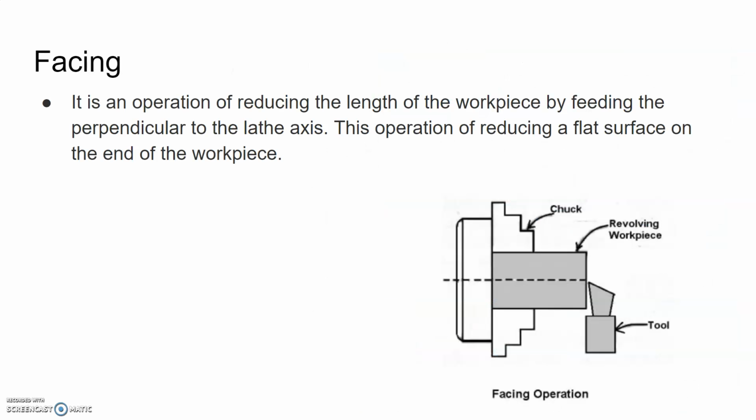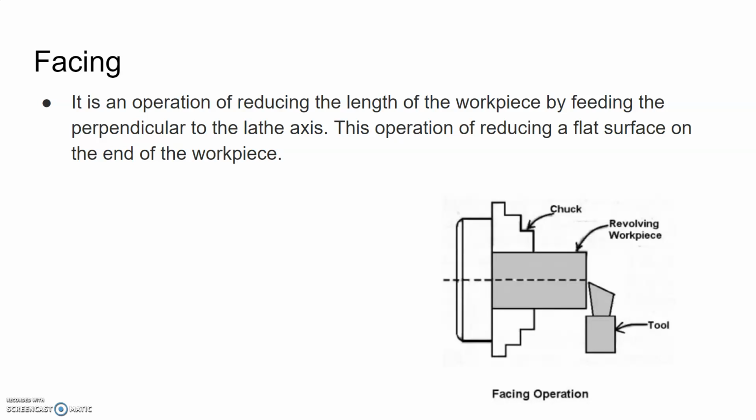So facing reduces the length of the workpiece. You're cutting this to length. This is done first so that you have a smooth, clean surface. This would be a top-down view of your lathe in this picture. This is done first so that you have a clean, smooth, non-bandsawed cut to establish your program 0.